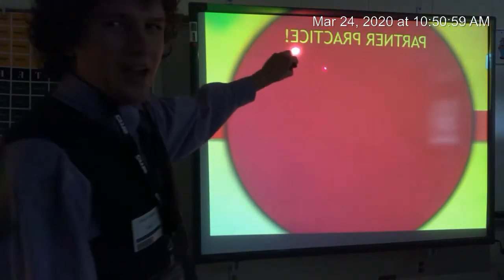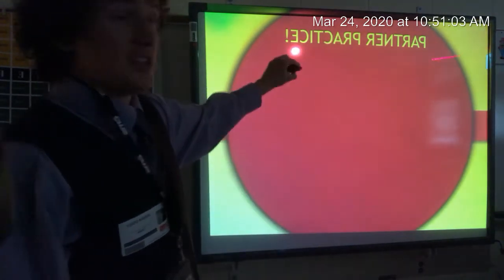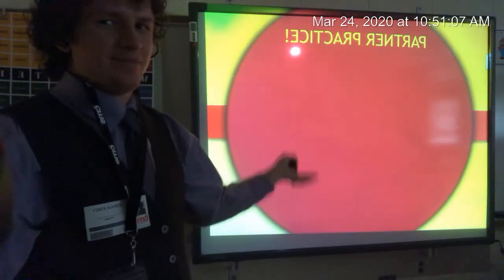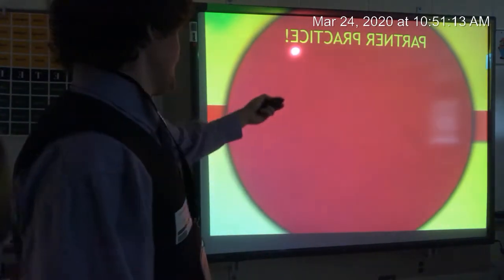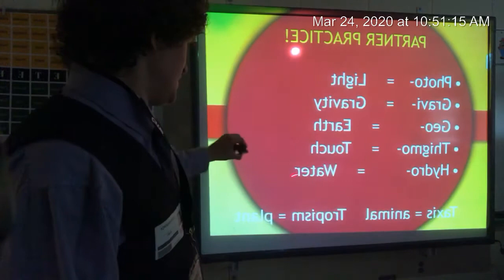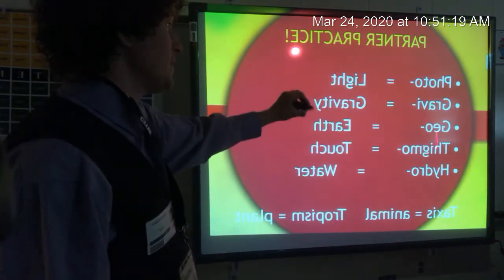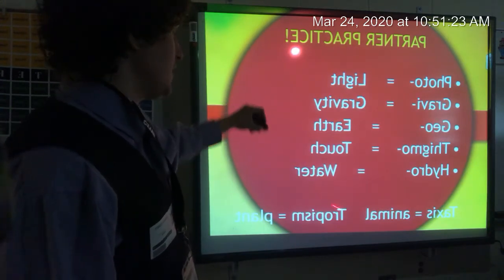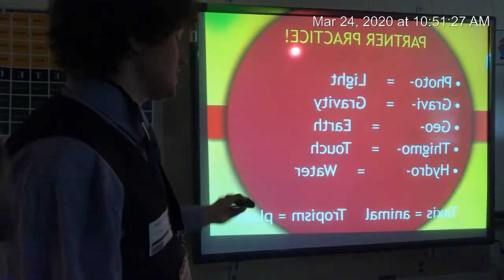You have partner practice? Actually, you don't have partner practice. Y'all are at home. If you do want to work with somebody, call them if you can. I don't know if they live in your neighborhood. Just talk to them. So here you go. Those are all your different ones. And there's the definitions. Then taxis equals animal. Tropism is the plant.